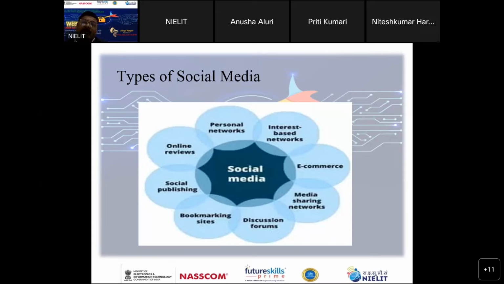Similarly, for interest-based networks, there are many dating sites and matchmaking sites. These sites are known as interest-based networks.